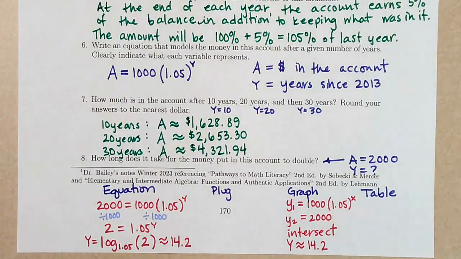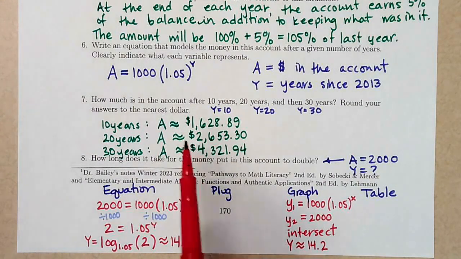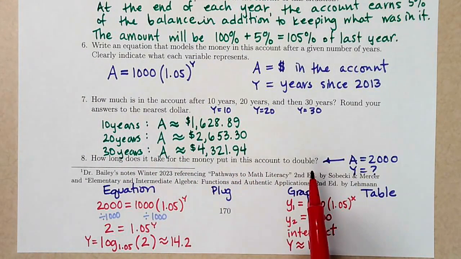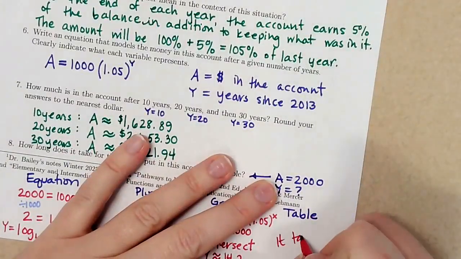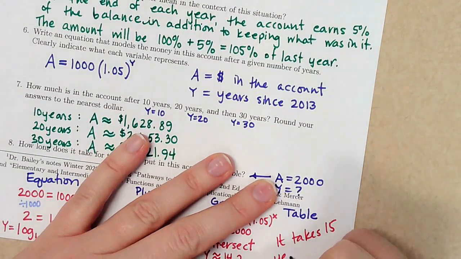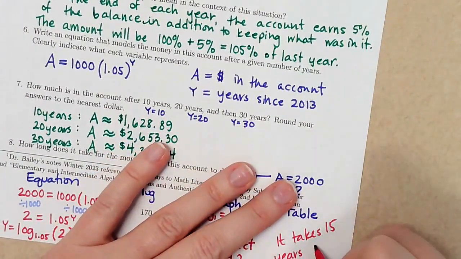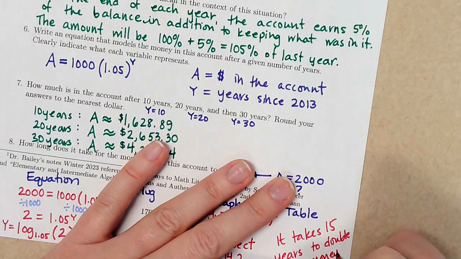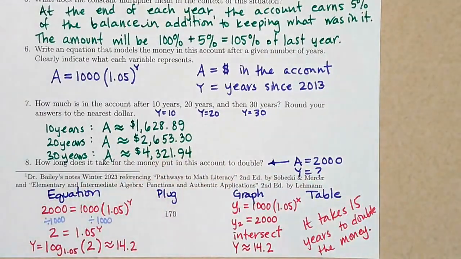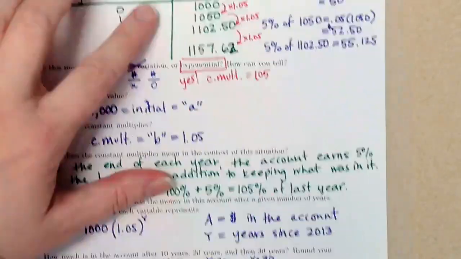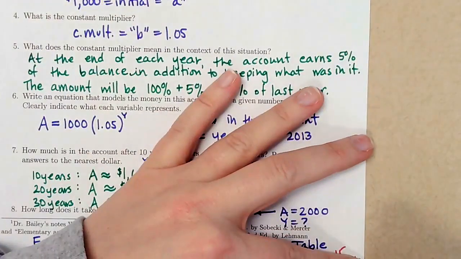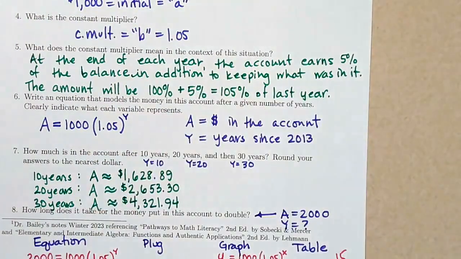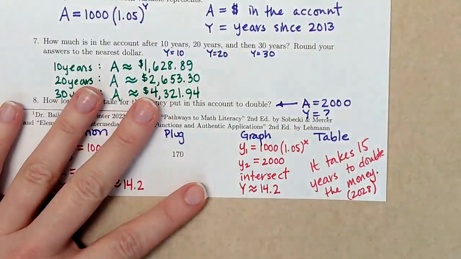All right, so to put this in a good way, how long does it take for the money to double? Well, it's not going to happen in the middle of the year. So it takes 15 years to double the money, with this amount of money, this rate, and this type of account. Okay. So that would be, and if this started in 2013, 2028 is the year you'd be waiting for.